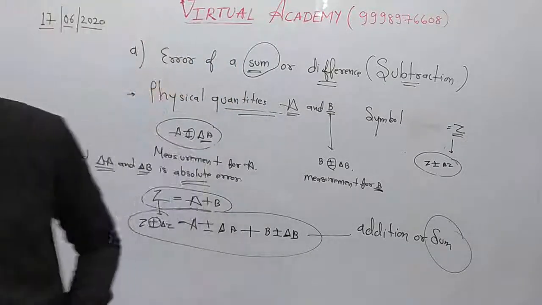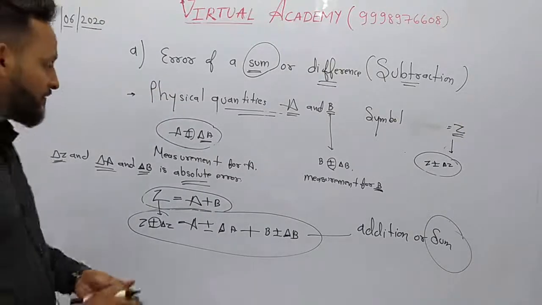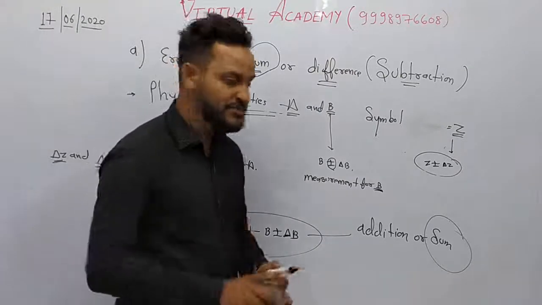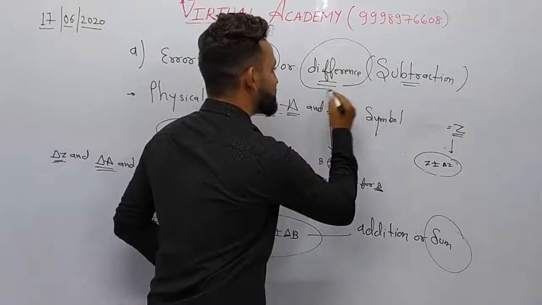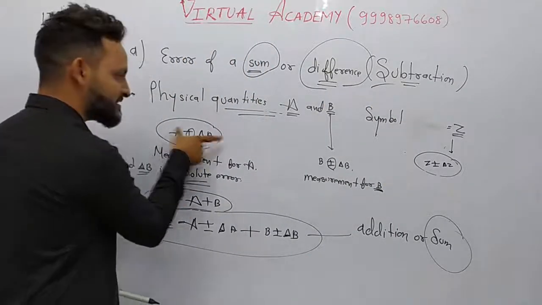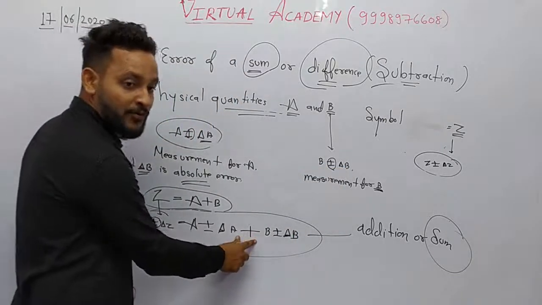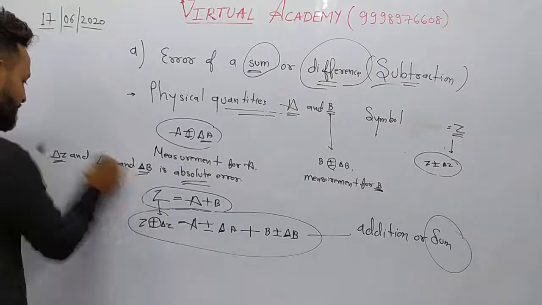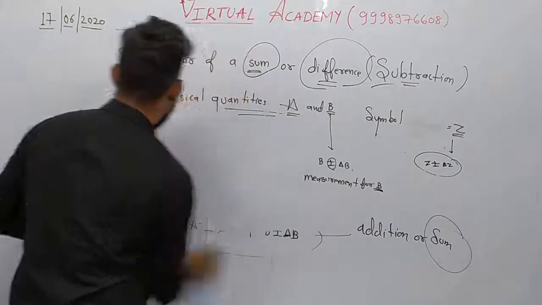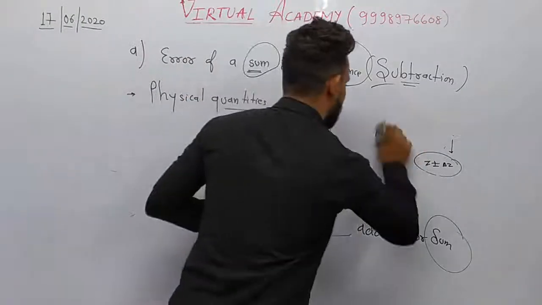After that, dear student, we have to go for subtraction. Then we have to follow the same procedure. Now we are going for the difference or the subtraction. This equation is same as it is, but in place of addition, we have to put subtraction. Like that, we have both the same thing, physical quantities A and B.